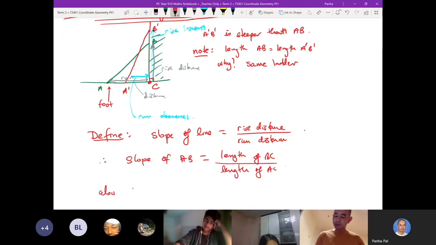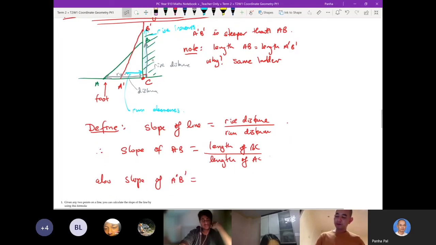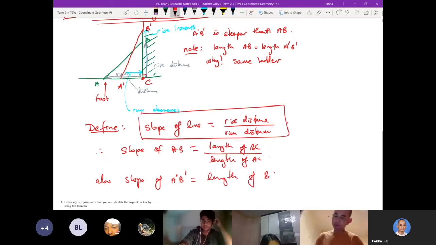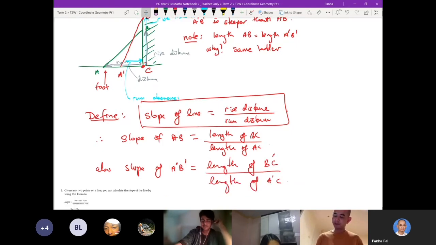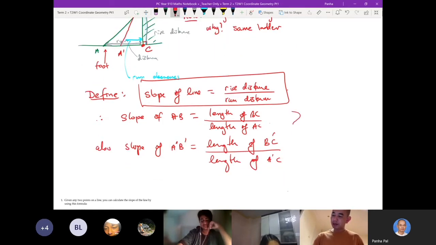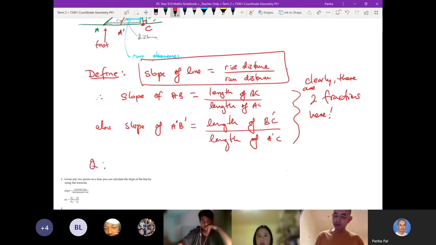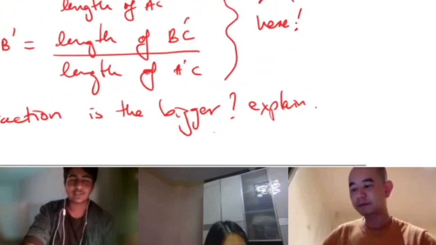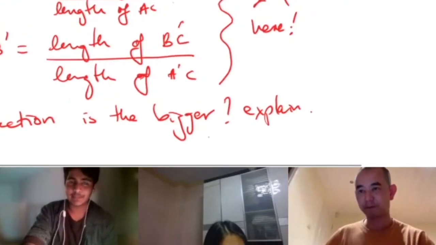Also, what's the slope of A dash, B dash? It's the length of B dash C over length of A dash C, yeah. Good, excellent. Can you see that there are two fractions here? The question is, which fraction is the bigger one? I know which one's bigger. I just need to find a way to explain it.